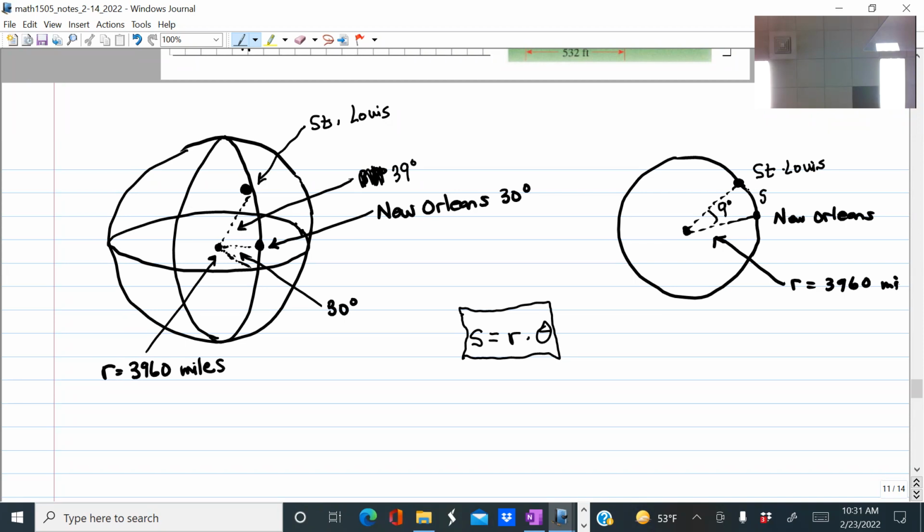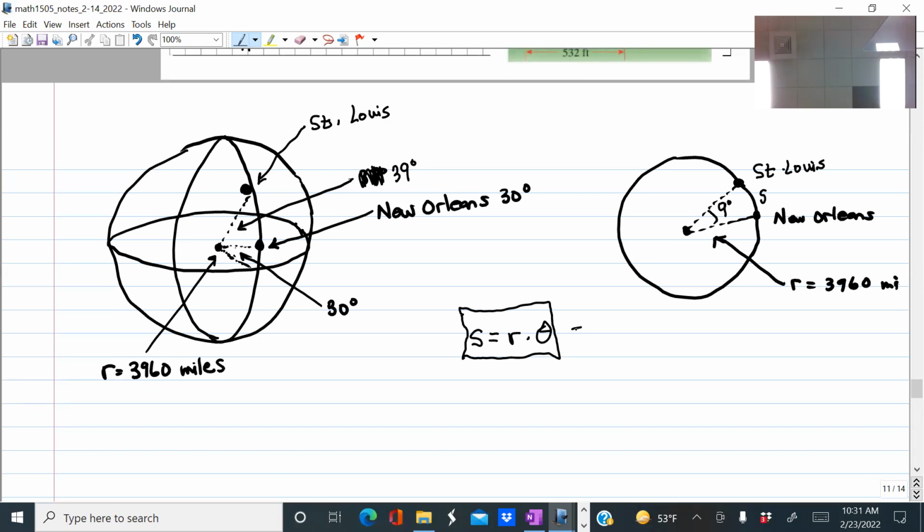And with that information, you now can calculate the distance between New Orleans and St. Louis. You can find the length of this arc using the arc length formula, which says that the length of this arc, which the book usually labels arc length as S, is going to be the radius times this angle. But this angle must be in radians. So that's the one catch. Don't use degrees there; you've got to convert that to radians.